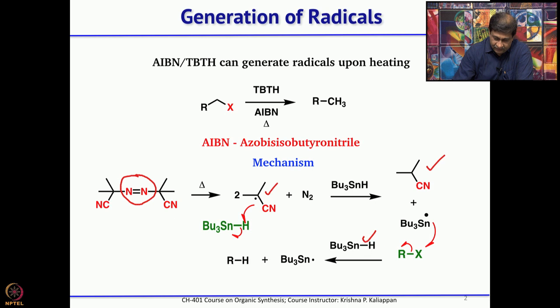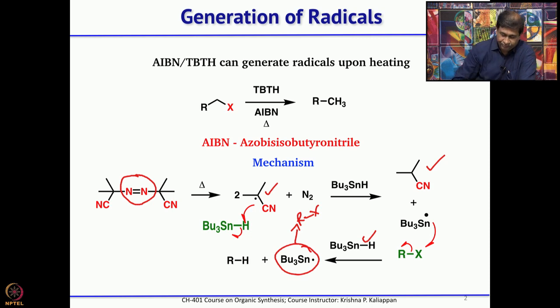Now this tributyl tin radical will again react with RX to form an alkyl radical. That alkyl radical will further undergo hydrogen abstraction from tributyl tin hydride. So the cycle will continue. What you need is only a catalytic amount of azo bis isobutyronitrile, which is a radical initiator. But you need more than one equivalent of tributyl tin hydride, because that is what replaces the halide in your system.